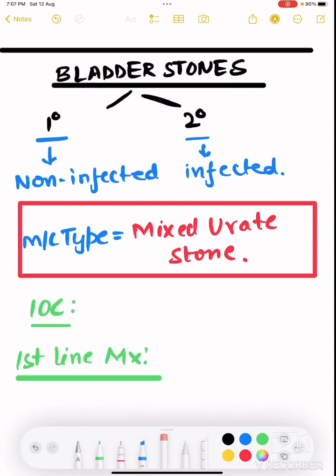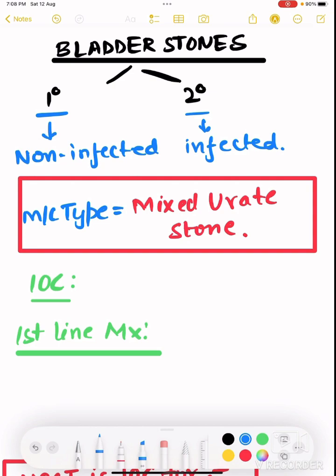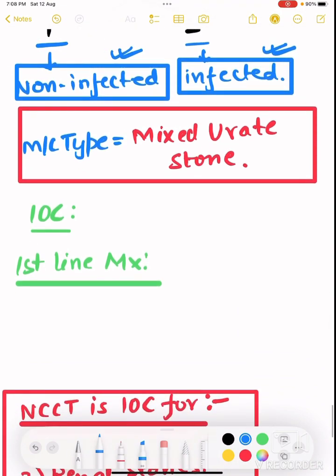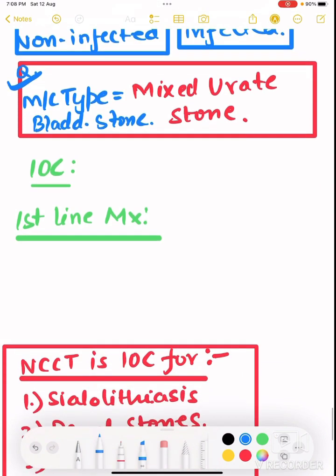Now coming to bladder stone, a very easy topic. I want to complete it in 30 seconds. It can be primary or secondary. Primary is when it is due to no known cause, for example, it is not infected. Secondary is due to infection, where these stones have formed because of it. The most common type of bladder stone is mixed urate stone. Very important, not uric acid stone.